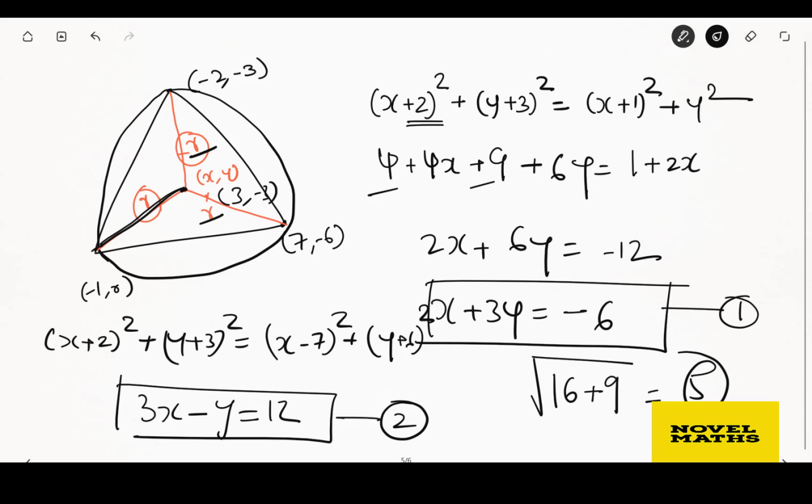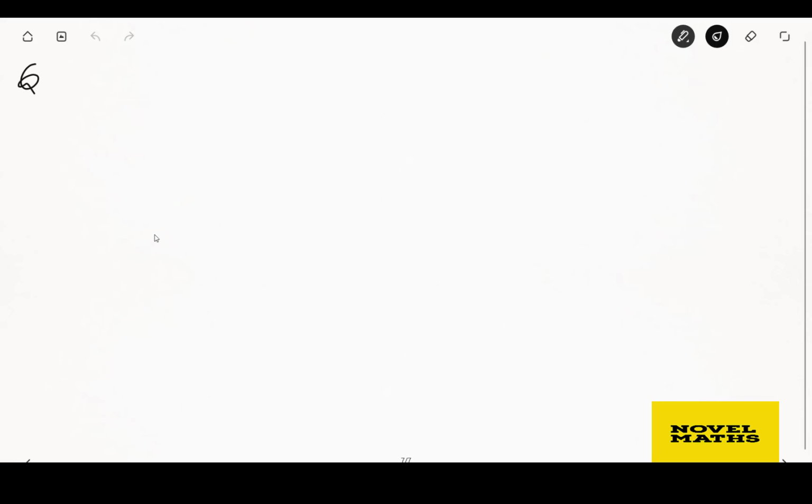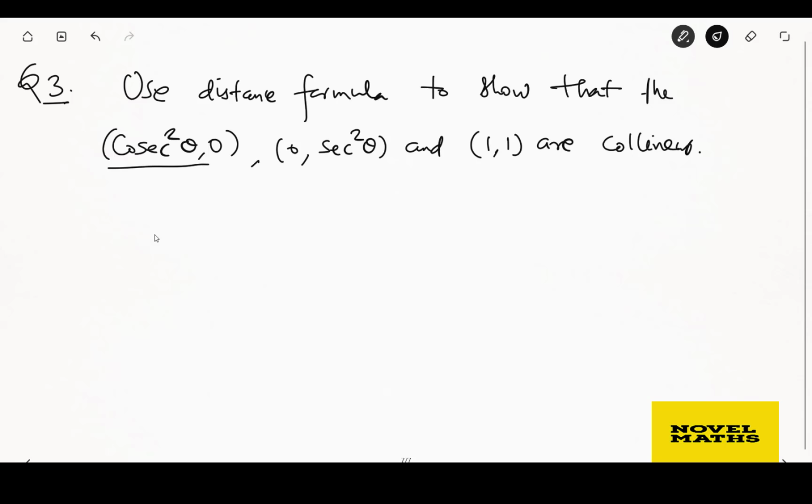Let's move to the next question. Question number 3. Use the distance formula to show that three given points are collinear. These are the three points: (cosec square theta, sec square theta), (0, 1), and (0, 0)... the three points are collinear.